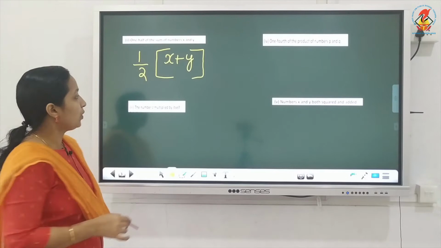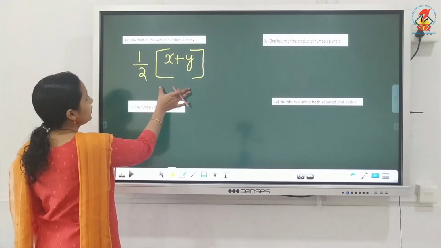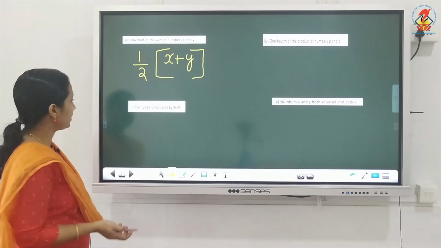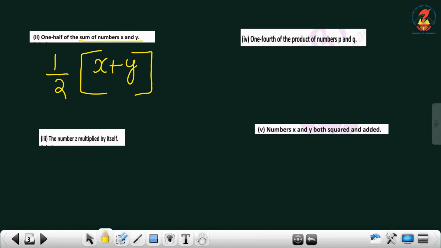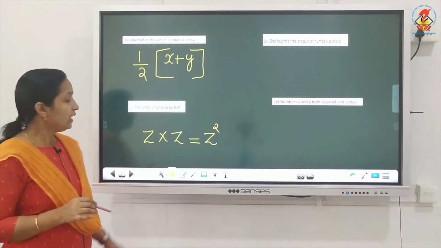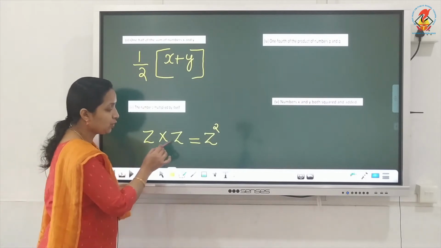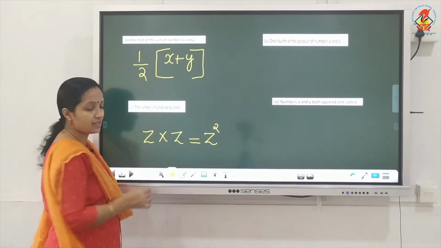Okay children, what is the meaning of this? 1/2 of the sum of the numbers x and y. Okay, now move to the next question. The number z multiplied by itself. Number z multiplied by itself means z into z. How will we write it? z into z, we can write it as z square.